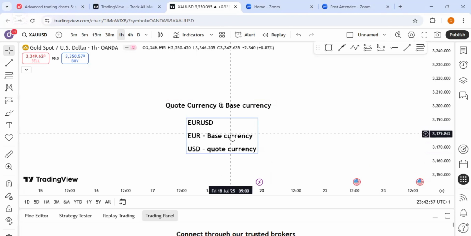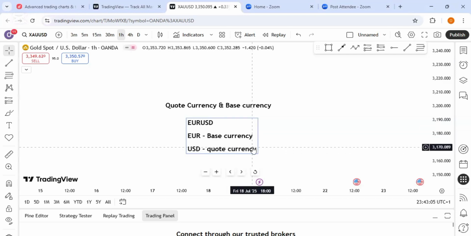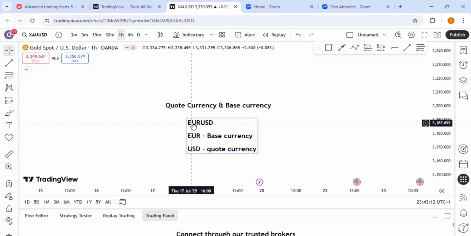Have it at the back of your mind that the first currency in the currency pair is what we call the base currency, and the last currency in the currency pair is what we call the quote currency. I hope you understand that. When I say currency pair, it means two currencies together, and here the two currencies are euro and USD. So the first currency is the base currency. The second currency, which is the last currency, is the quote currency. Just know that.